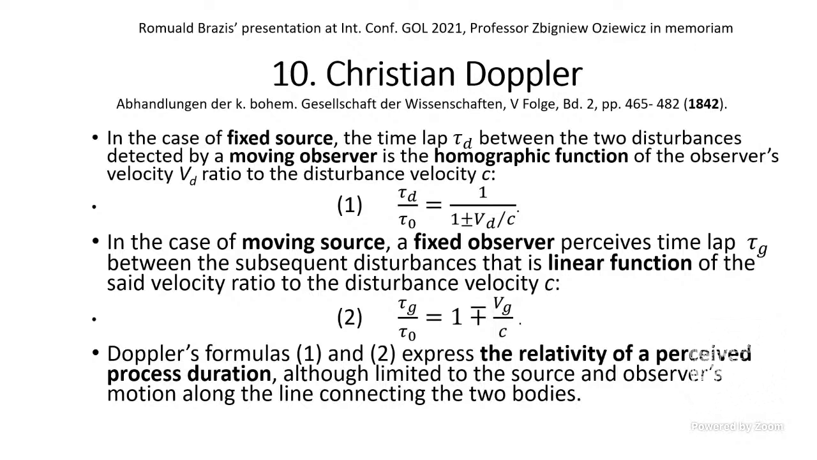Christian Doppler said that the time lapse between two disturbances detected by a moving observer is the homographic function of the ratio of the observer's velocity to the disturbance velocity, as given by formula 1. And when the source is moving and the observer is fixed, the time lapse is the linear function of the ratio of the source velocity to the disturbance velocity, as given by equation 2. Doppler formulas express the relativity of a perceived process duration limited to the source and observer's motion along the line connecting the two bodies.